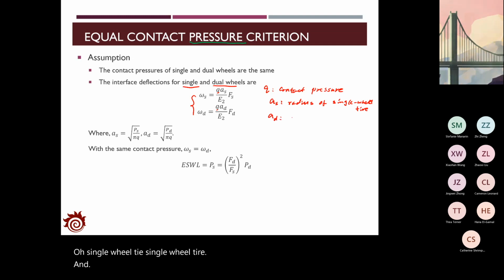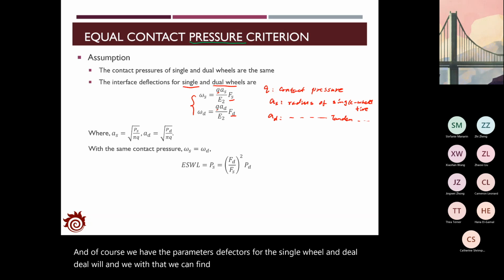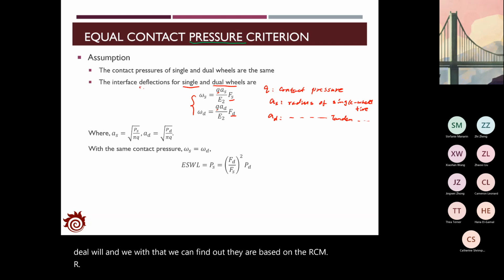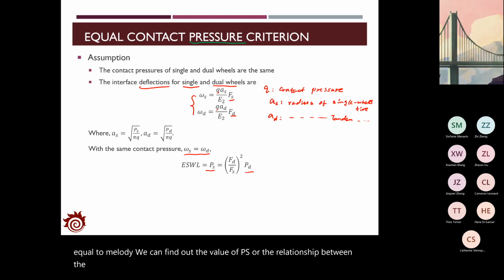AD will be the radius of the tandem wheel tire. And of course, we have the parameters, the factors for the single wheel and dual wheel. And with that, we can find out, based on the same interface deflection caused by the single wheel and the dual wheel with omega s equal to omega d, the value of PS, the relationship between the PS and PD. This equation shows the relationship.